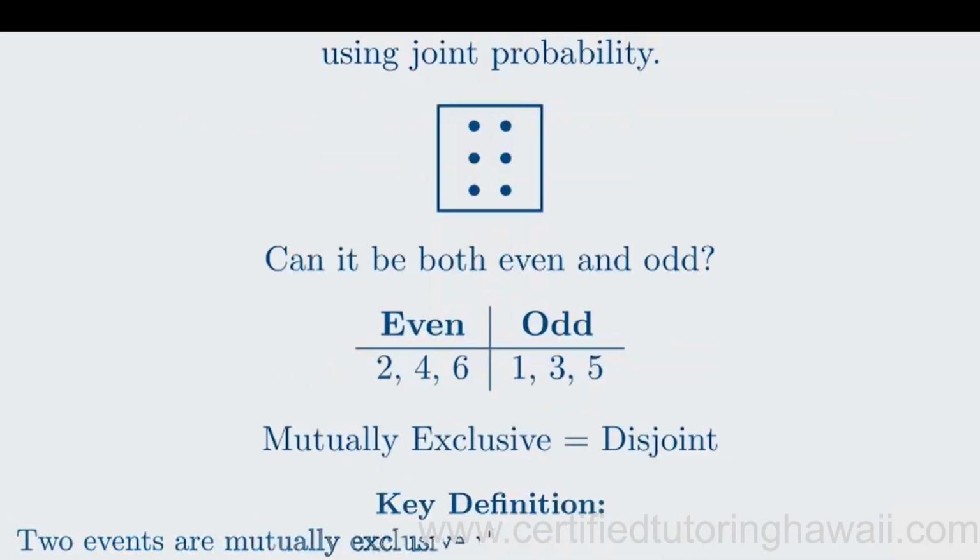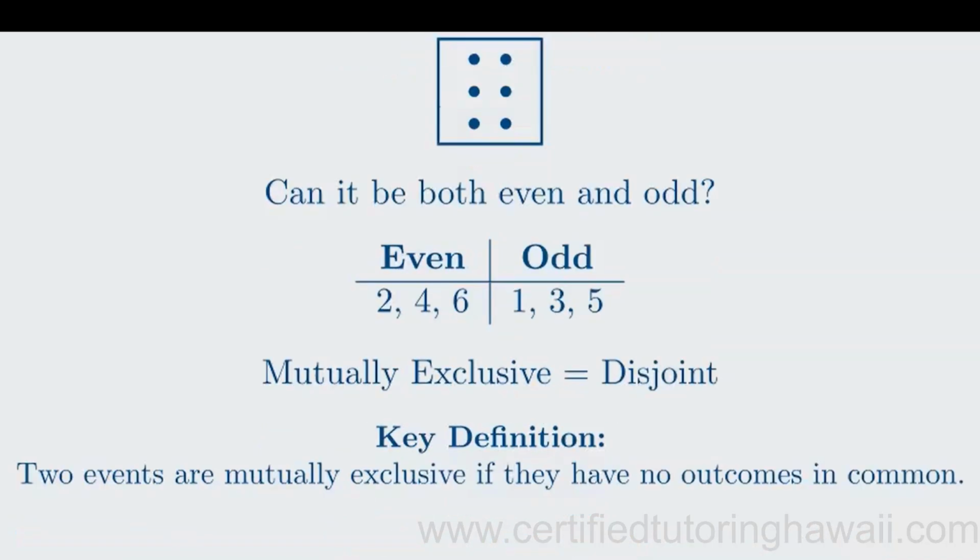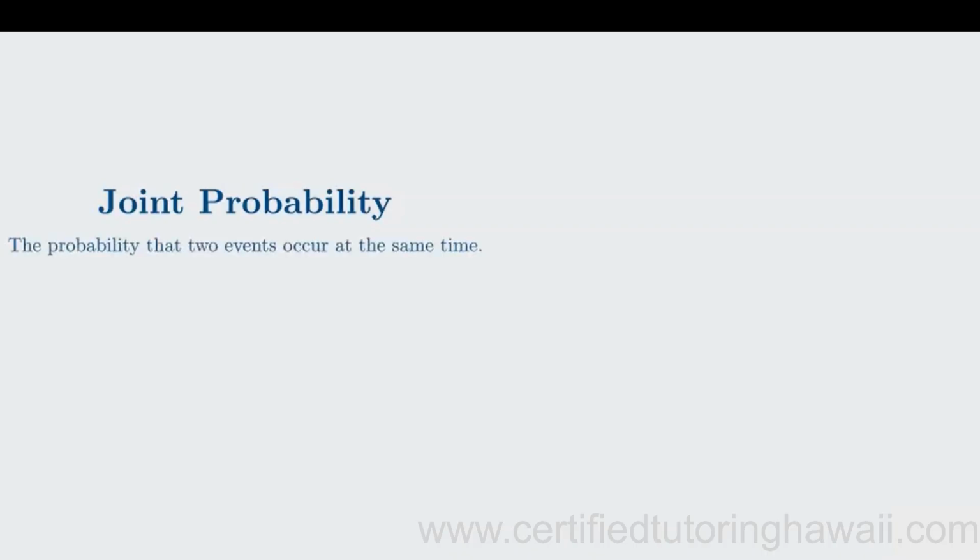Two events are mutually exclusive if they have no outcomes in common. If event A happens, event B simply cannot happen at that exact same moment. To understand this mathematically, we need to introduce the concept of joint probability. Joint probability refers to the likelihood of the intersection of two events. We write this using the intersection symbol, which looks like an upside-down U. You can read this as the probability of A and B.